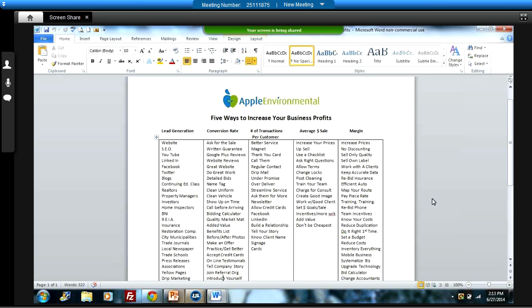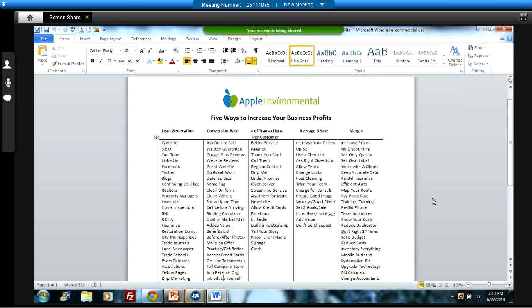Conversion rate. Here's the number one strategy for conversion rate. Ask for the sell. Give a written guarantee. Get great website reviews. You don't want to be the lowest price person, but at the same time, you've got to keep a high conversion rate. If they call you, you need to be closing 75% plus. If not, you got to get better.